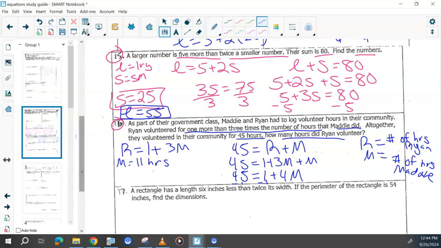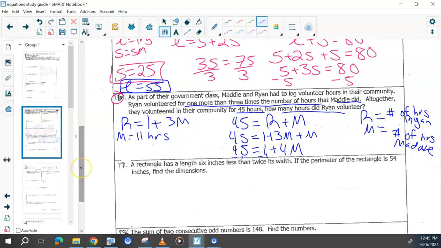But we weren't looking for Maddie's hours, we were looking for Ryan's, so now we have to go back and find Ryan's. By either putting 11 in here and solving, or putting 11 in here and solving. It does not matter which one. I'm just going to use this one because I'm running out of space.